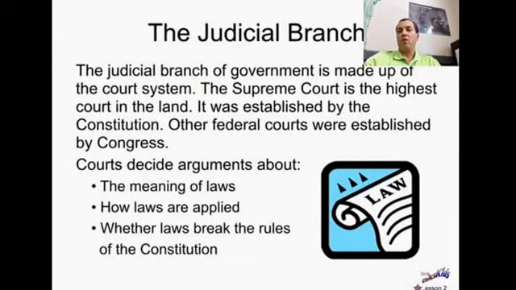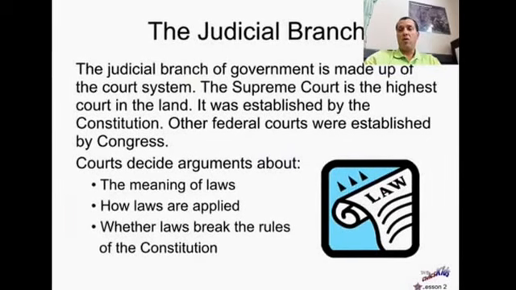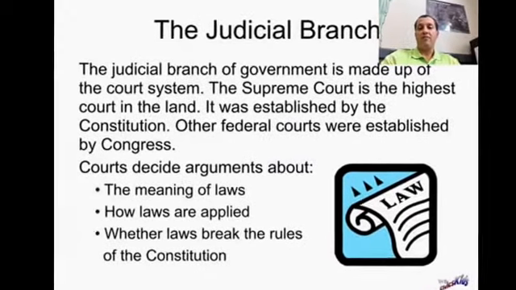They have to be confirmed by the Senate. Once they're confirmed by the Senate, then they will serve life terms. They can't be voted out. They can't be made to resign. They can resign on their own, but they're appointed to serve for life.